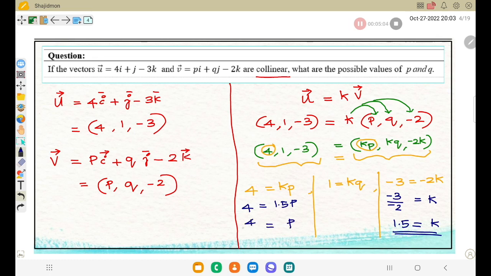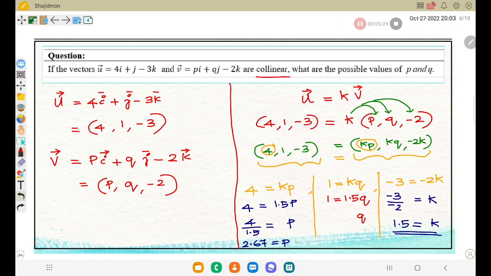We divide both sides by 1.5 so that we get the p number. So what will be the p number? p equals 2.67 approximately. Now in a similar way we get the q number. For that, 1 equals k, which is 1.5, multiplied by q.